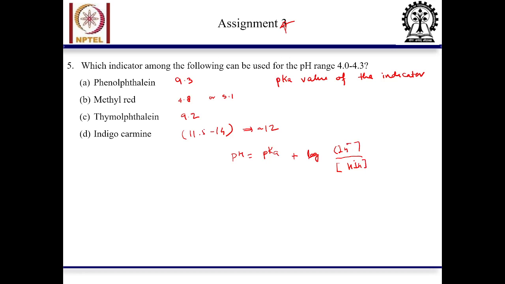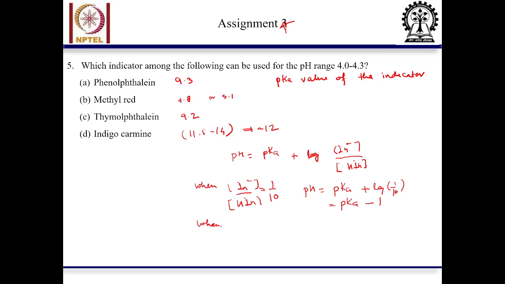So what happens when In by HIN is 1 by 10? 1 by 10 means 10% is ionized form and 90% is the unionized. So pH is equal to pKa plus log 1 by 10, which basically means pKa minus 1.